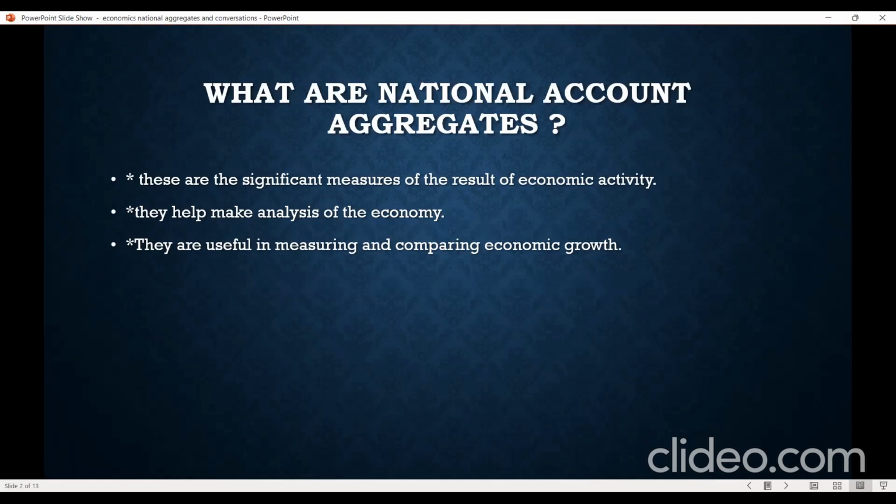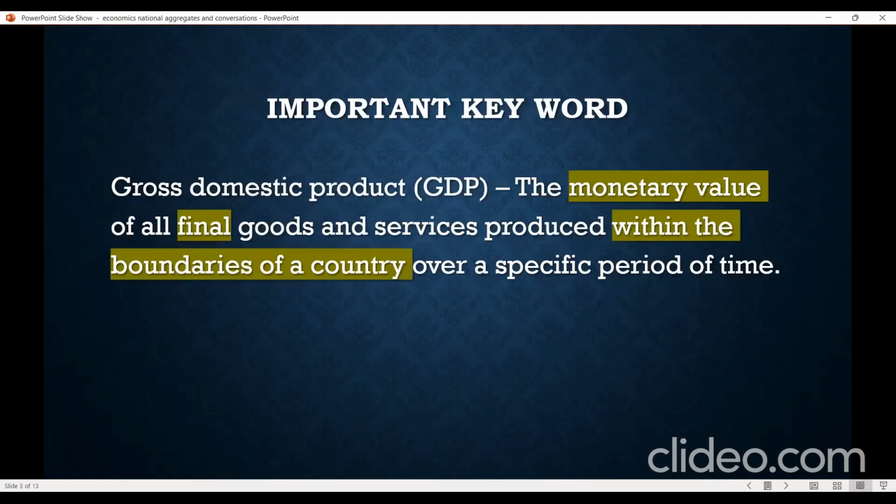Now, let us look at the main keyword of the day before going into broader detail of the national account aggregates. Our keyword is the gross domestic product, right? When we talk of the gross domestic product, which is GDP, we talk of the monetary value of all the final goods and services produced within the boundaries of a country over a specific period of time. When we talk of within the boundaries of the country, it means that GDP only focuses on what is produced in the country and not out of the country.